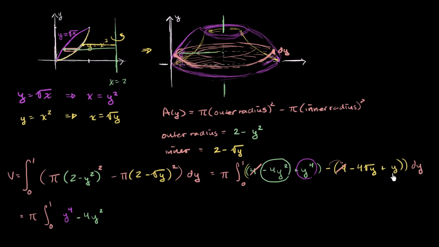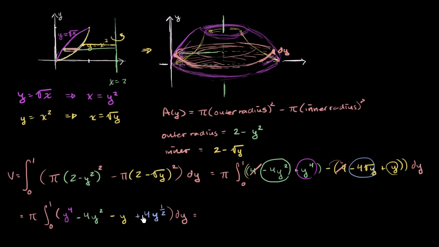And then we have this y, but we have to remember we have this negative out front, so this one right over here is a negative y. And then we have a negative times a negative, which is going to give us a positive 4 square roots of y. Just to make it clear, when we take the antiderivative, I'm going to write that as 4y to the 1/2 power. And we're going to multiply all of that stuff by dy.